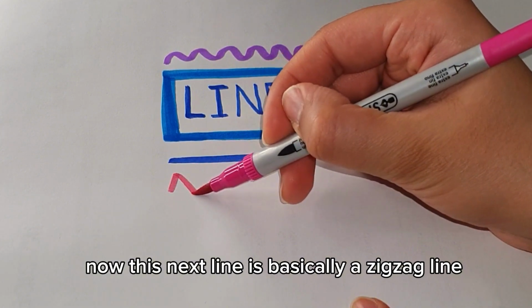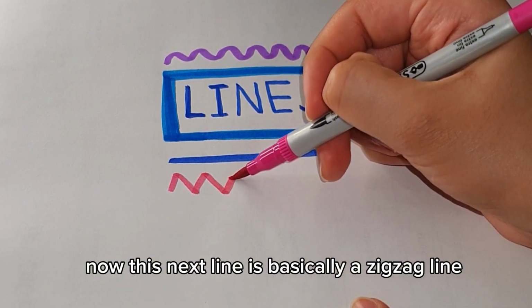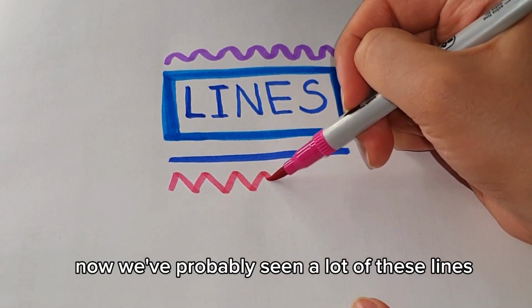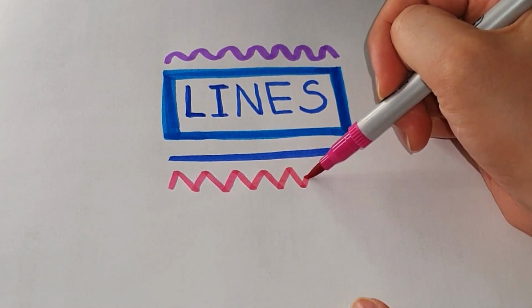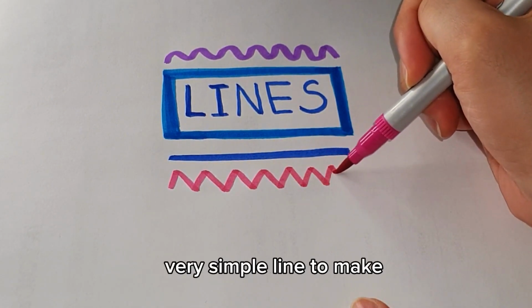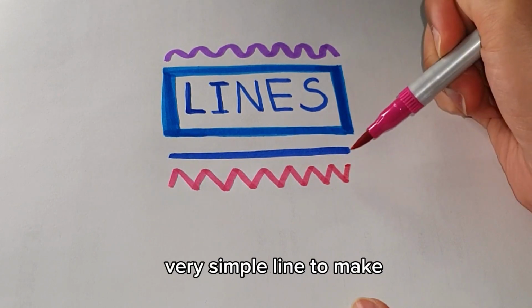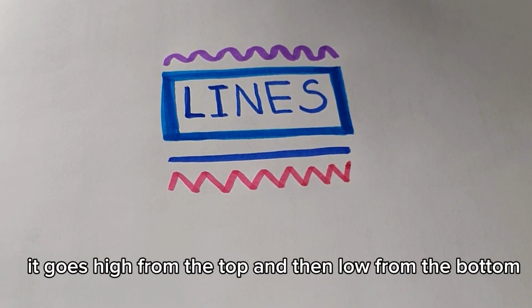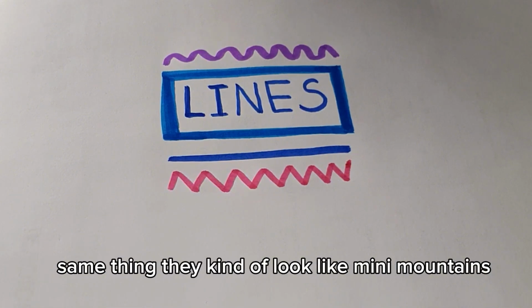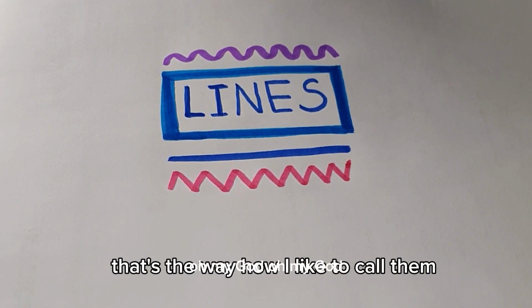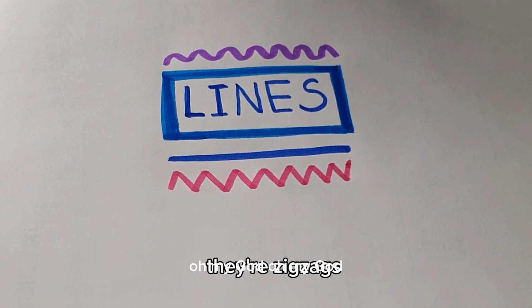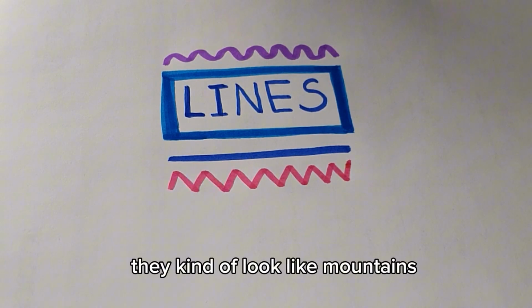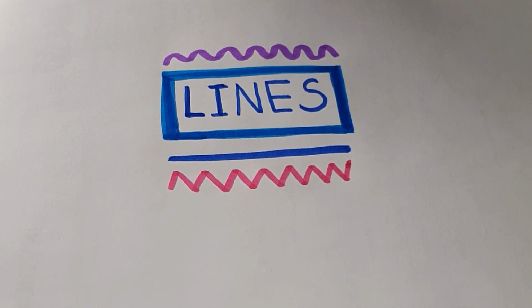Now, this next line is a zigzag line. We've probably seen a lot of these lines in a lot of artworks, and this is a very basic, very simple line to make. As you can see, it goes high from the top and then low from the bottom. They kind of look like mini mountains. That's the way I like to call them. They're zigzags, but from here they look like mountains.